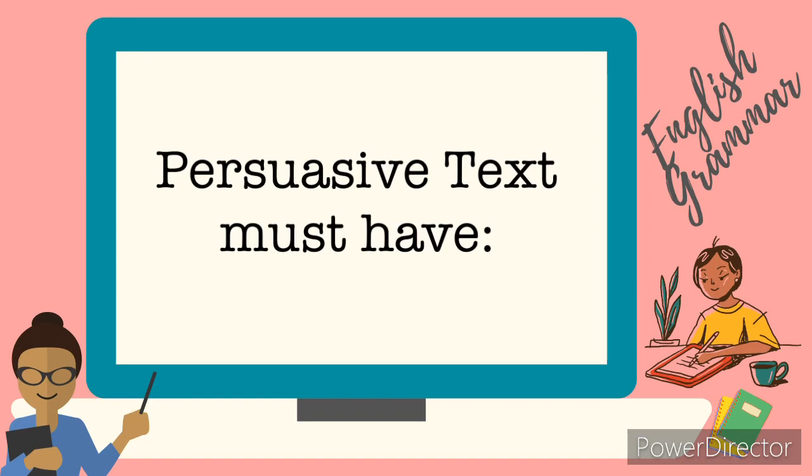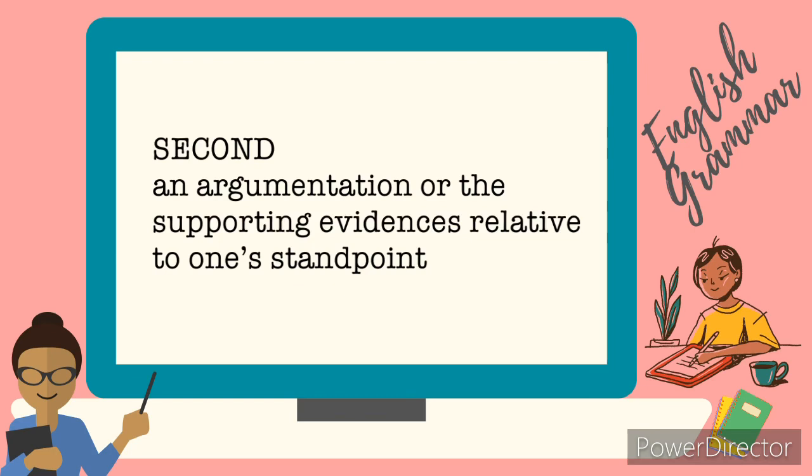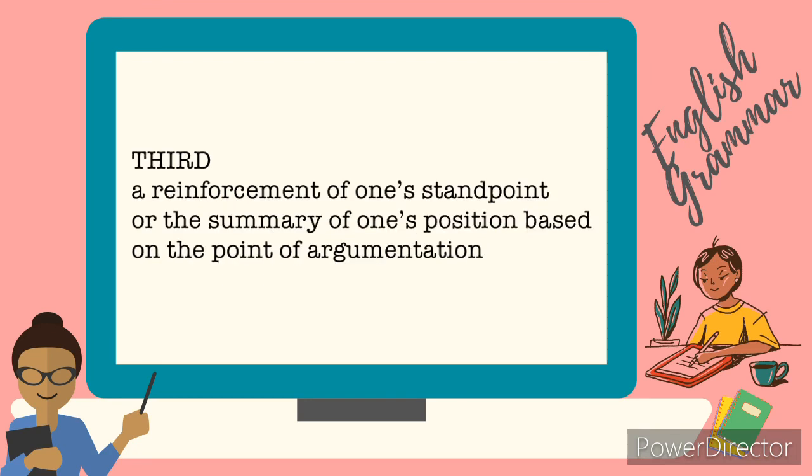In writing a persuasive text, the write-up includes: first, a statement of position or the overview of argumentation revealing one's standpoint. Second, an argumentation of the supporting evidences relative to one's standpoint. And third, a reinforcement of one's standpoint or the summary of one's position based on the point of argumentation.